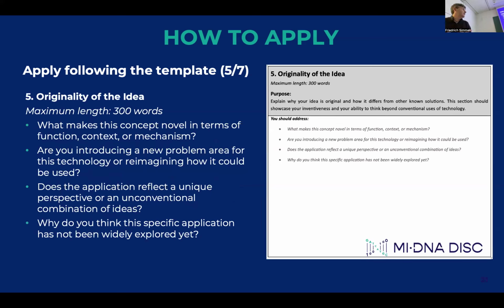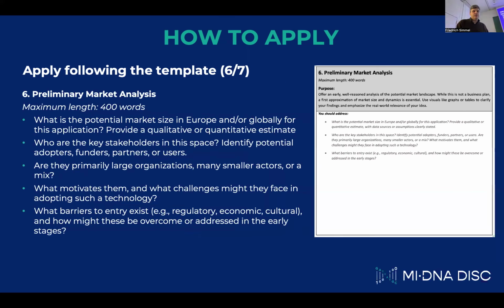And then, of course, the originality of the idea. Again, an idea can be amazing, but if it's not original, it doesn't go anywhere. Maximum length is 300 words, and it's mostly about the novel concept in terms of function, mechanism, context. Are you solving a problem that is already present, or are you solving a new problem that has come out and solving it with your idea? And then is it an unconventional combination of ideas or a unique perspective on the idea? And why do you think that this idea can work and can be explored? And this is the originality of the idea.